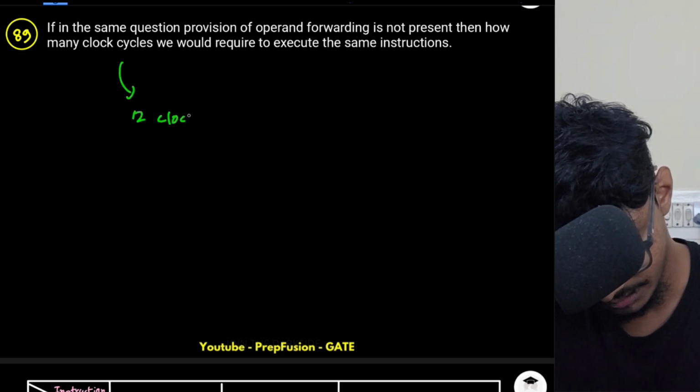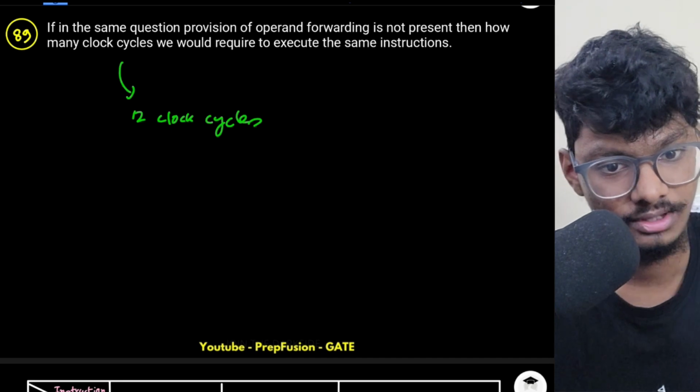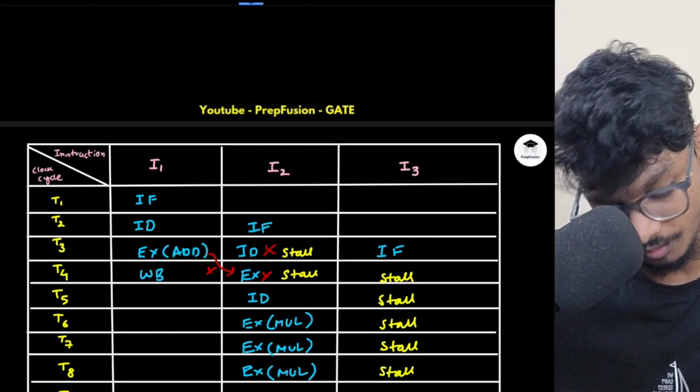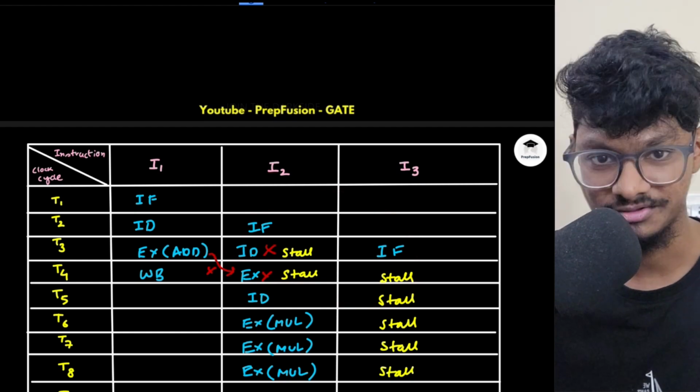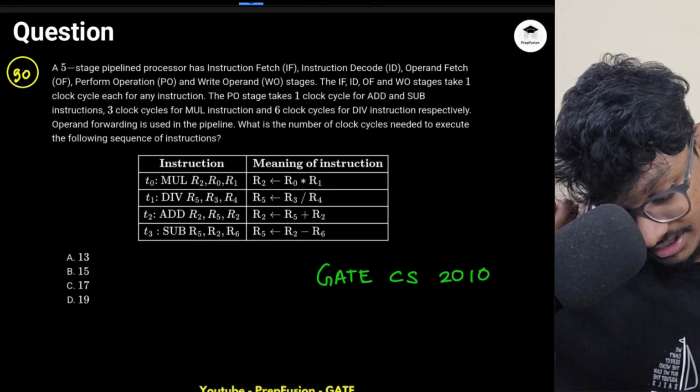Now you will say, sir, does this have any shortcuts? No, actually. This doesn't have any shortcuts. You have to solve it like this only. If no operand forwarding is present, you have to solve using the tables. Okay, so that is very difficult. So let's solve this next question.